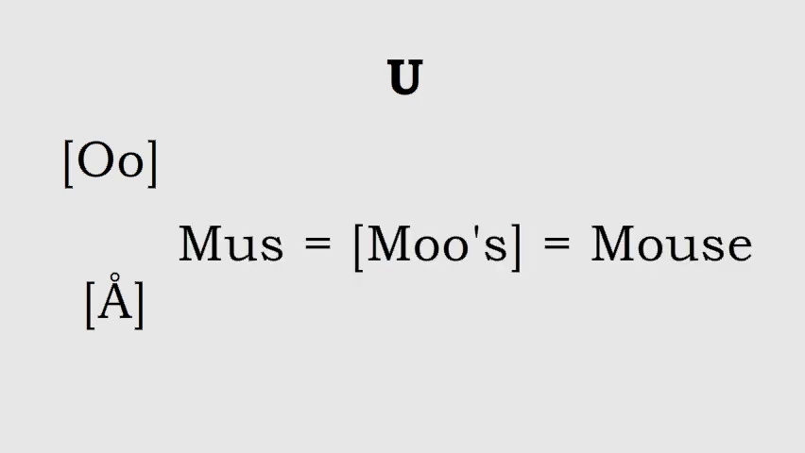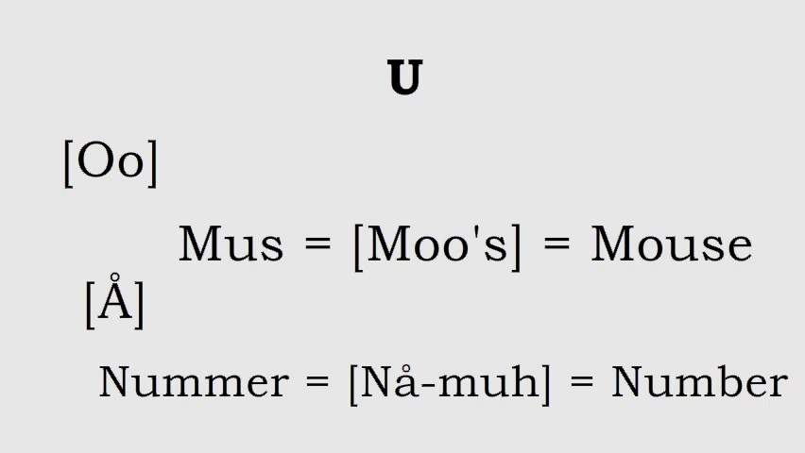Fifth vowel, U. This is almost always pronounced like the Danish U sound I told you. Still, sometimes it's more like the A hat sound. Now, I know that's going to sound a bit strange, but remember that what I call the A hat sound actually sounds a little bit like an O. Two examples. Mus means mouse, and nummer means number.